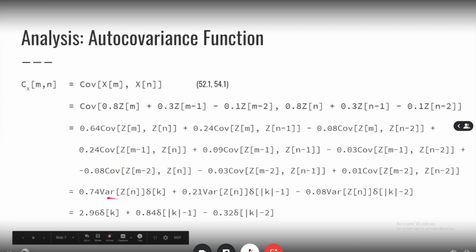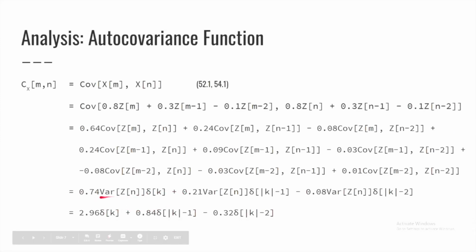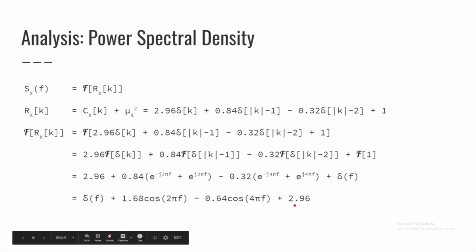Finally, we can simplify this down a little bit further by using the variance definition we were given at the start of this problem. The variance of Z[n] is 4, and then you end up with the autocovariance function.